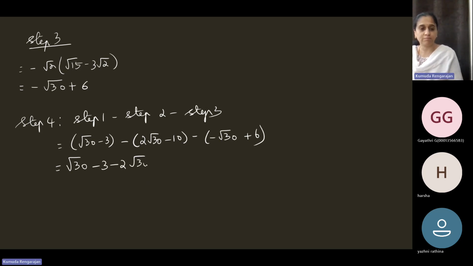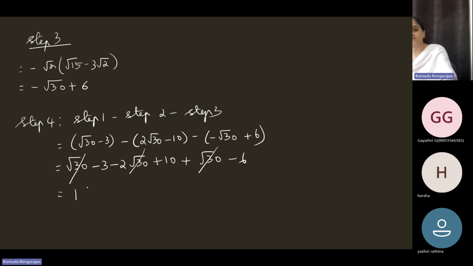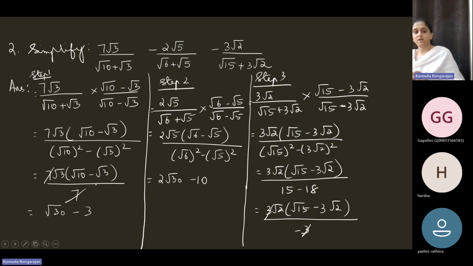Minus 2 root 30 plus 10 plus root 30 minus 6. So root 30 and root 30 is 2 root 30, minus 2 root 30 cancels. Minus 3 minus 6 minus 9 plus 10 is 1. So the learning through this answer is: do not multiply the numerators. Don't multiply 7 root 3 with the terms inside the bracket in step 1.